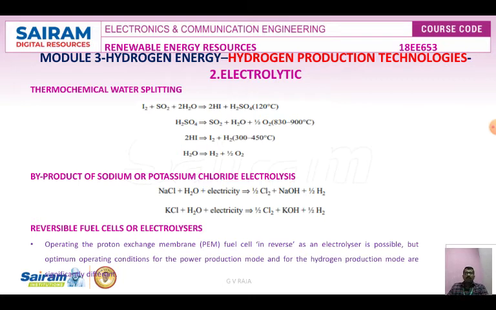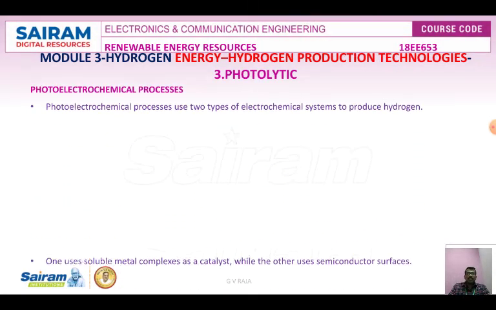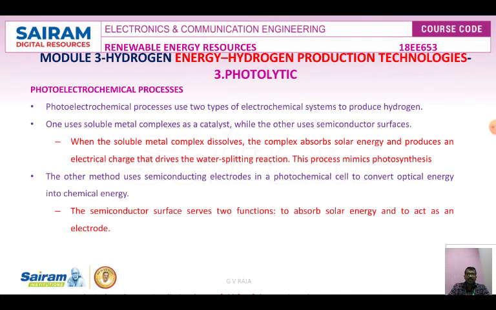And the last production technology is photolytic production technology. Here the solar energy is used to convert the water to hydrogen and oxygen. We are using the solar energy, so electricity needs to be produced by photovoltaic cells. The hydrogen production can be achieved using either a photoelectrochemical process or a photobiological method.